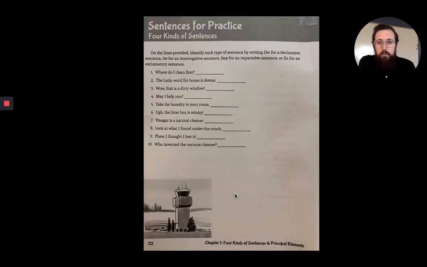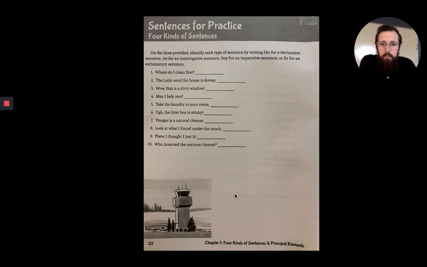On this page, page 22, you're just identifying what type of sentence it is, which you've done in previous lessons. So on the lines provided, identify each of the sentences by writing DEC for declarative sentence, INT for interrogative sentence, IMP for an imperative sentence, or EX for an exclamatory sentence.